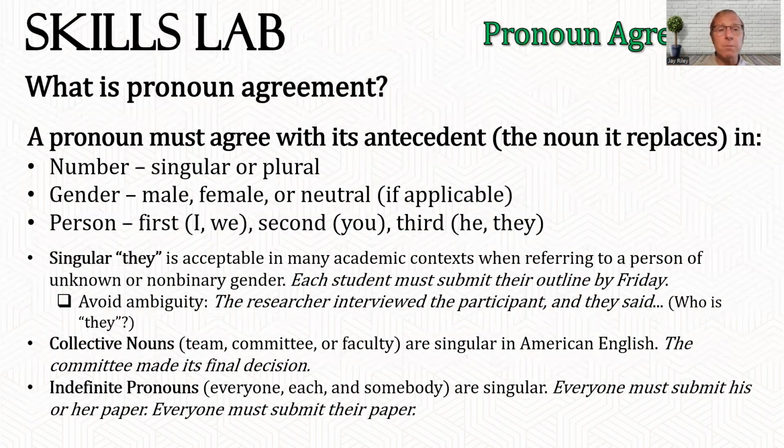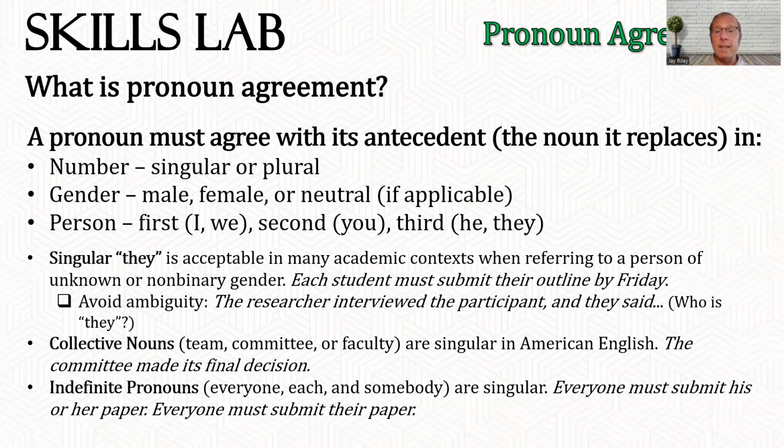So let's finish up with some skills work on pronoun agreement. So a pronoun has to agree with the antecedent. The antecedent is the noun that the pronoun is replacing. It has to agree in number, gender, and person. So the singular they is acceptable when we're referring to a person that's unknown or a person who is non-binary.